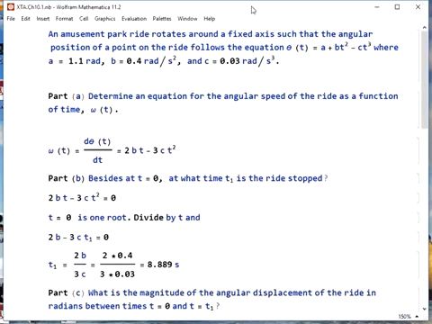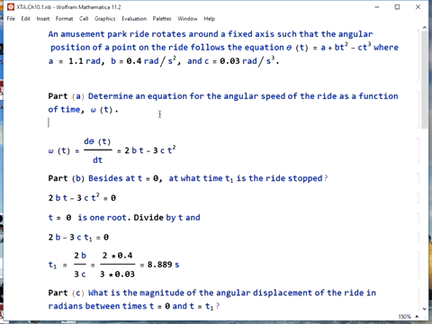An amusement park ride rotates around a fixed axis such that the angular position of a point on the ride follows the equation θ(t) = a + bt² − ct³, where a = 1.1 radians, b = 0.4 radians per second squared, and c = 0.03 radians per second cubed.